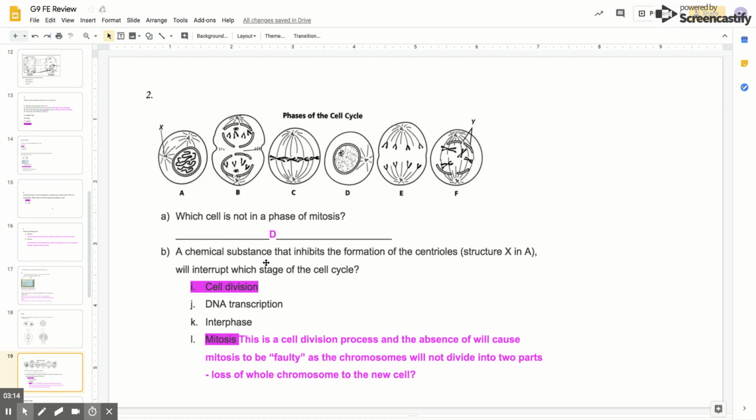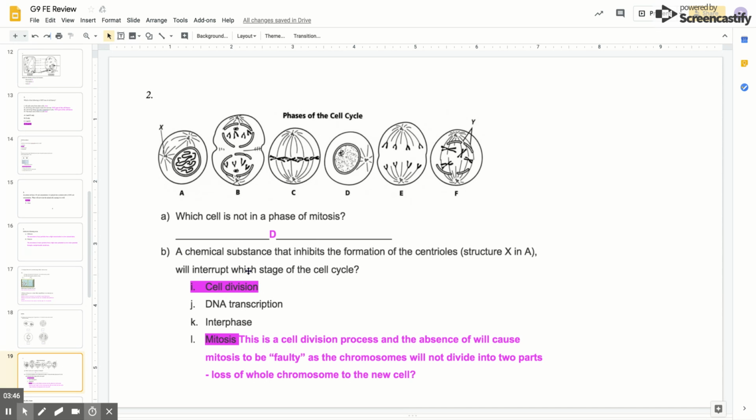2b, a chemical substance that inhibits the formation of the centrioles will interrupt which stage of the cell cycle. So this is a centriole, this thing here that holds on to the spidey web or the spindle fiber. Please don't use spidey web on the test. I just say that to help you understand the concept, but this is called the spindle fiber and this is called the centriole. Anyway, if something inhibits the formation of the centriole, it means that it affects mitosis and also it affects cell division.